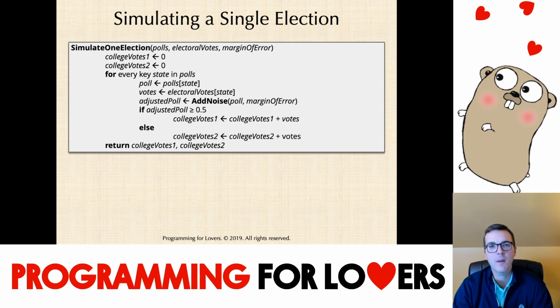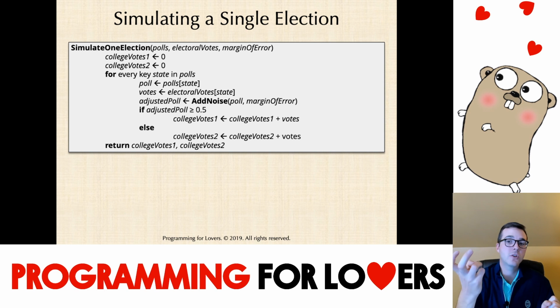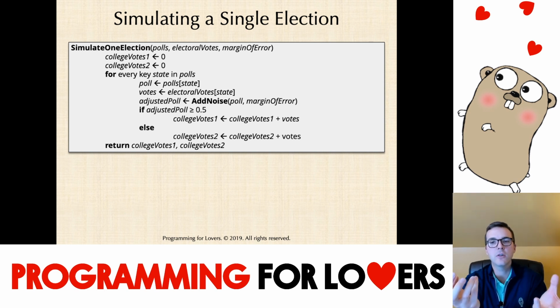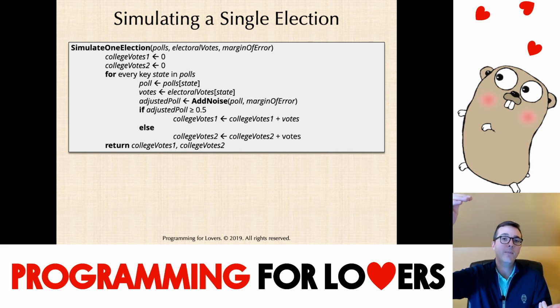And I haven't said anything about how I'm going to add that noise. I'm just going to say, well, certainly I'm going to need to know the margin of error, and using the polling value that I have, I'm going to combine that with the margin of error, and that's going to produce an adjusted poll. Sometimes it's going to cause the poll to go up for candidate 1. Sometimes it's going to cause it to go down for candidate 1. But that's the whole premise of building in randomization and making this Monte Carlo simulation.